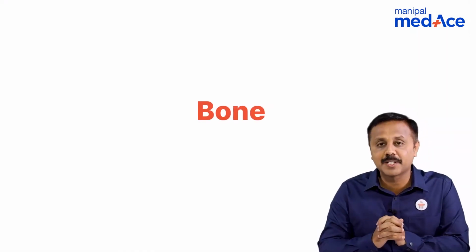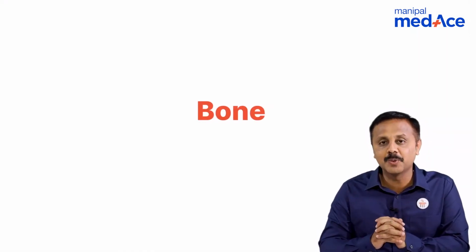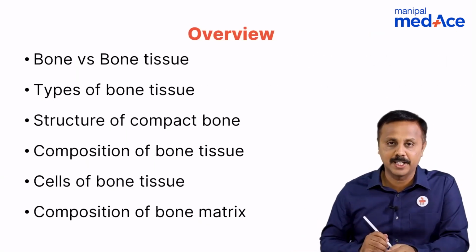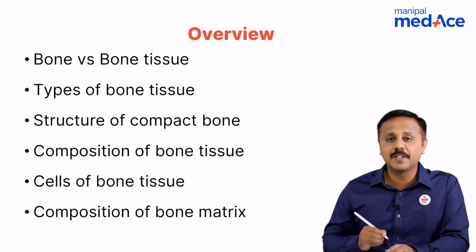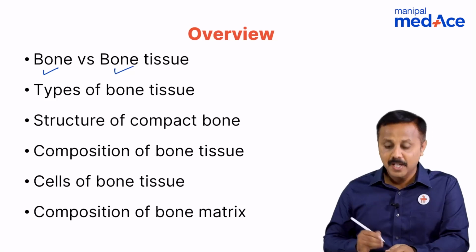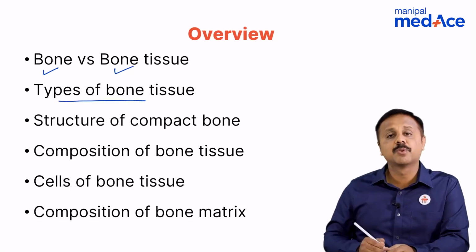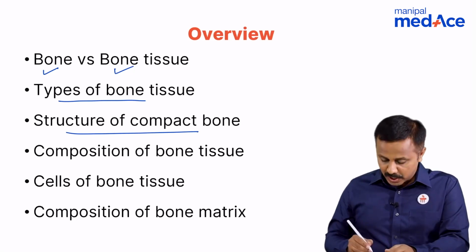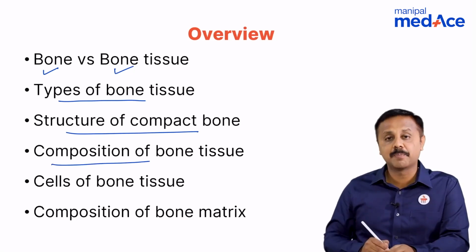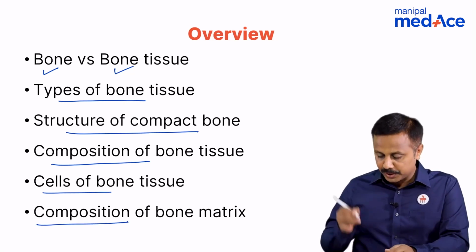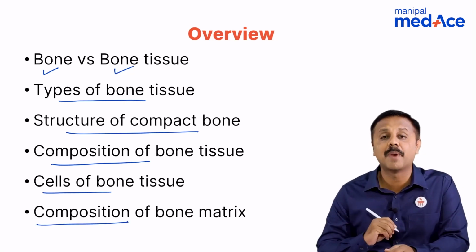In this session, let's try to learn the comprehensive structure of bone tissue, and we will discuss the bone tissue under these following headings. First, we'll try to differentiate how bone tissue is different from bone. What are the different types of bone tissues that we have? What is the structure of compact bone? How is the bone made up? Then what are the cells of the bone tissue, and what about the composition of the bone matrix?